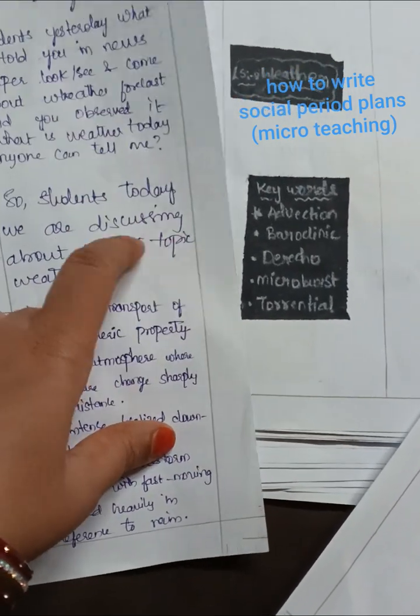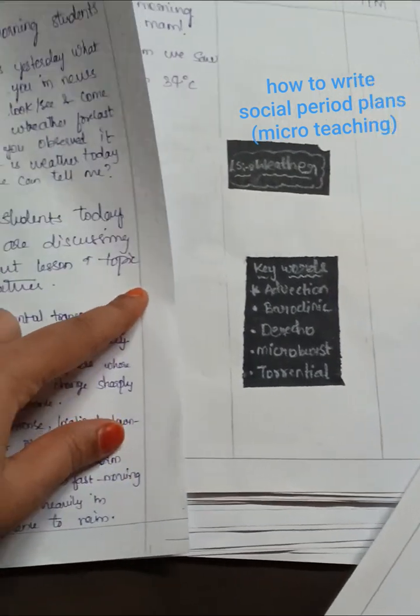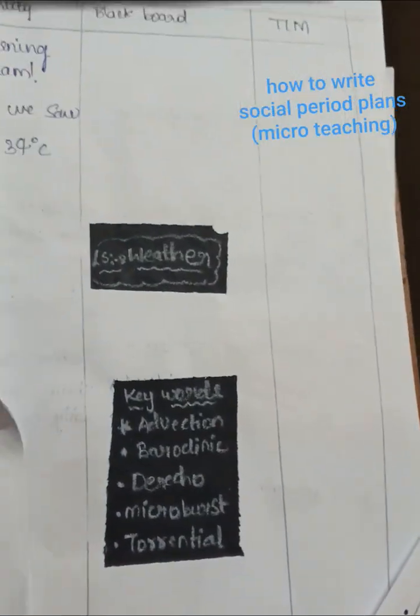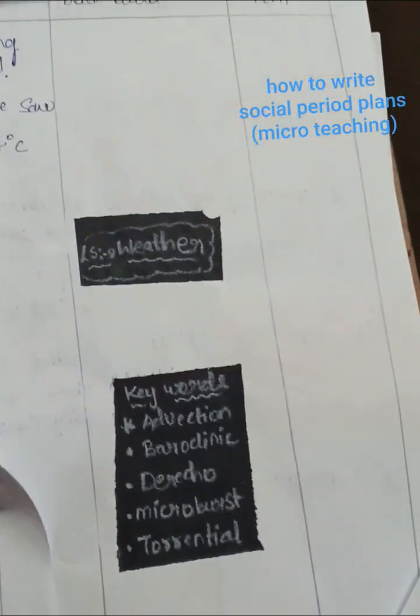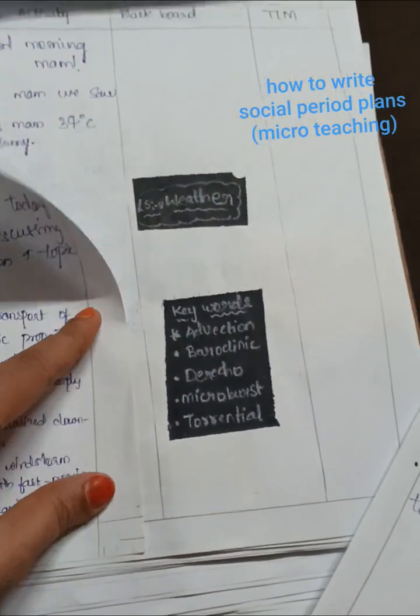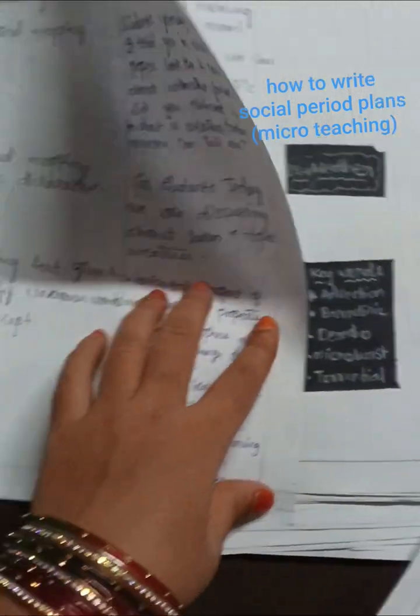Today's topic is this one. I am explaining. You will be writing the topic, the lesson name, on the blackboard, in the blackboard column, on black chart. Use black chart and white pencil for presenting that on the blackboard.